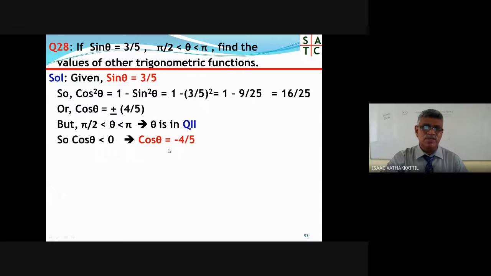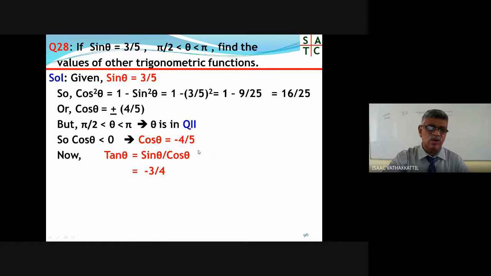Now the remaining are obvious. Tan theta is sin theta by cos theta. You don't need to look for quadrants, you can directly write sin theta by cos theta. That is 3 by 5 upon minus 4 by 5. The sign is adjusted there. It will be minus 3 by 4. Obviously it is negative in quadrant 2, it comes automatically. Now cot theta is the reciprocal of tan theta, that is minus 4 by 3.